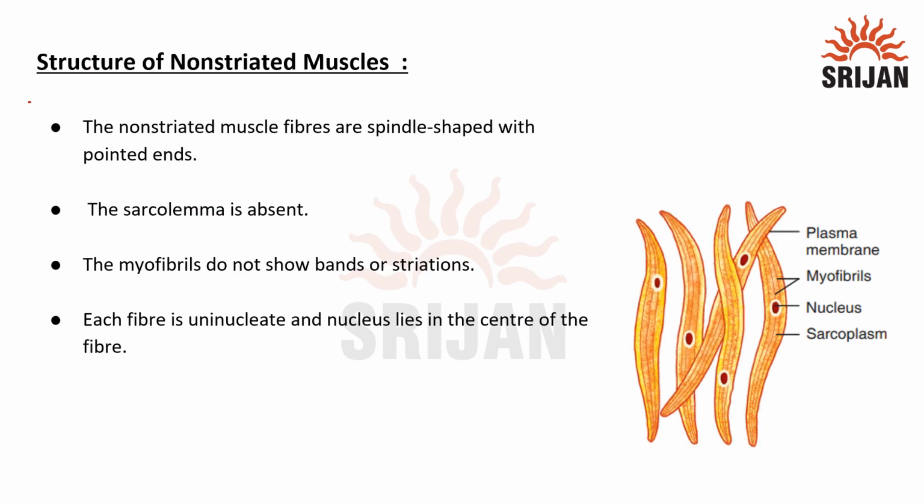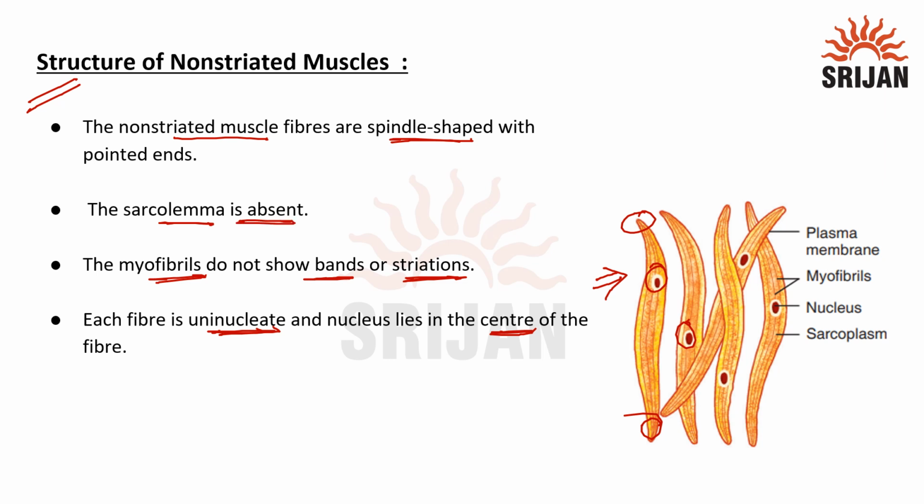Now when we talk about the structure of non-striated muscles, here you can see this shape is called spindle shape, which is narrow at the ends and in the middle it thickens up. So the non-striated muscle fibers are spindle shaped, and each fiber has only one nucleus. So we can say that it is uninucleate, and this nucleus is present at the center of the fiber. Since it does not show any bands, the myofibrils do not have bands or striations, and one more important thing to note is that the sarcolemma is absent in this case.